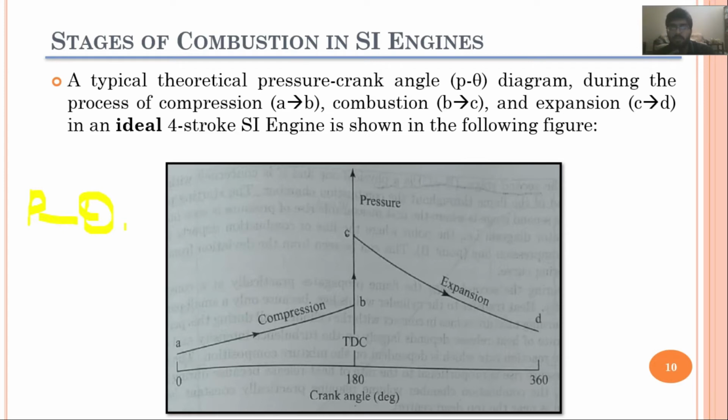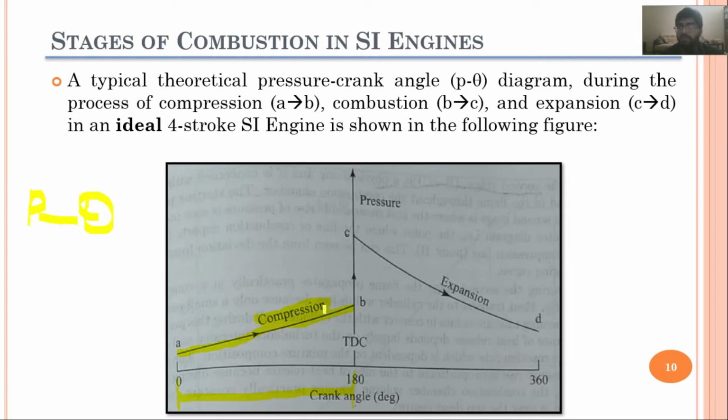And this is what we are talking about. We are basically discussing the pressure and crank angle diagram, where the pressure is on the y-axis and crank angle is on the x-axis. Here you can see that when your crankshaft has started to move from this point A to B, here the angle was 0 degrees, and then after completing the angle of 180 degrees, you can see this is the phenomenon which is occurring.